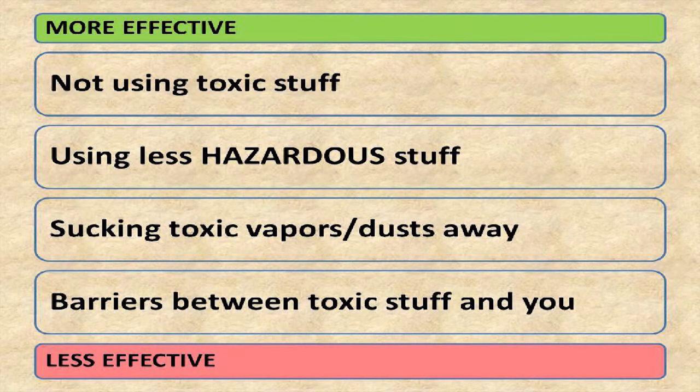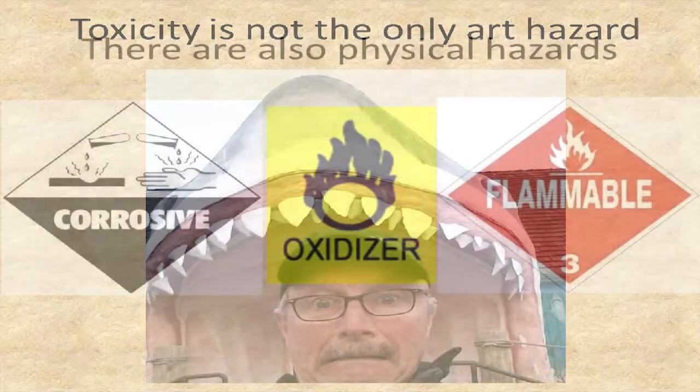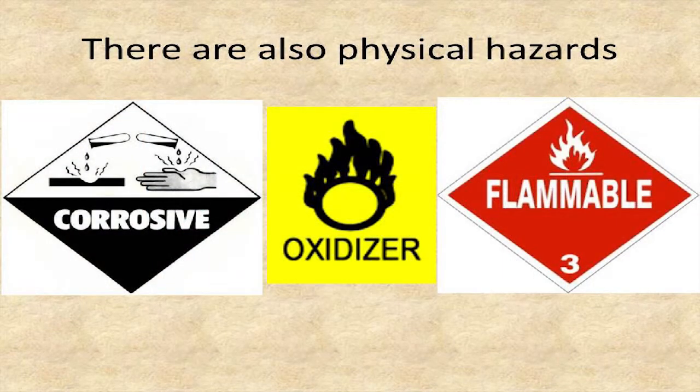Now, if we go back to our hierarchy of chemical protection that we've talked about, the top one is not using toxic stuff. The next one is using less hazardous stuff, not just less toxic stuff, because toxicity is not the only art hazard that's out there. There are a lot of other physical hazards that we need to be careful of. Here are 3 examples: things that are corrosive, things that are oxidizers, and things that are flammable.